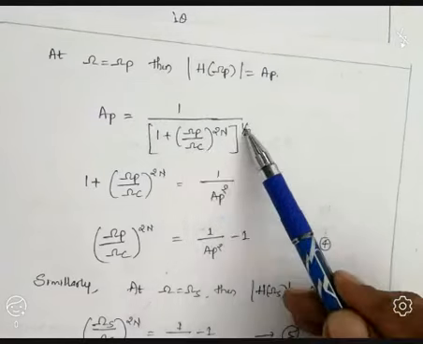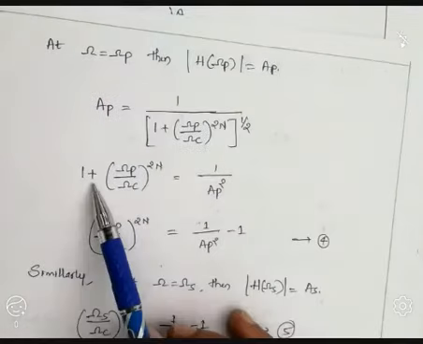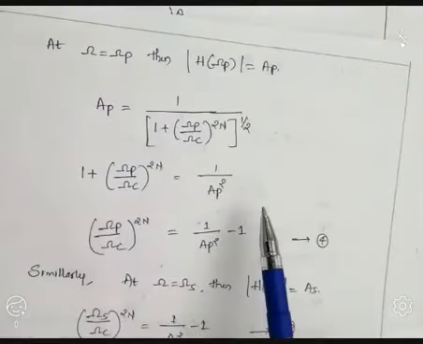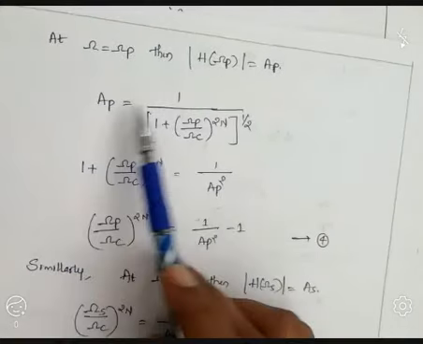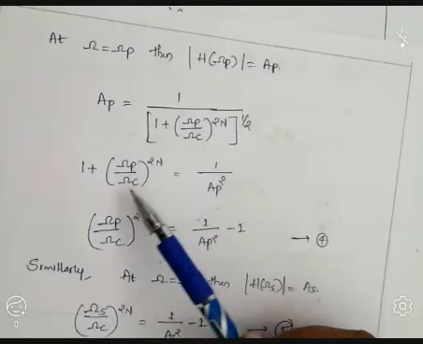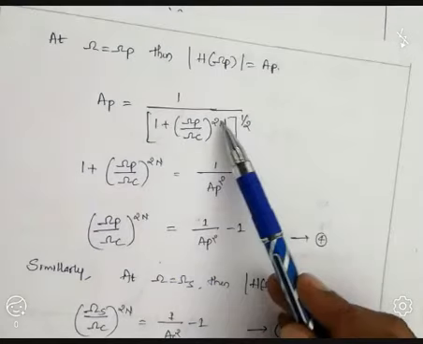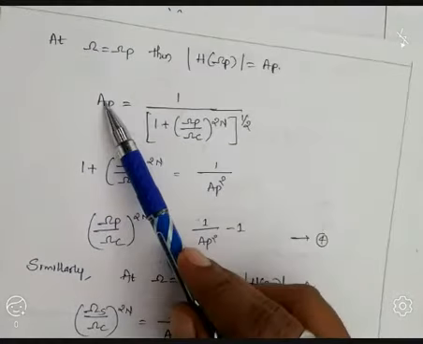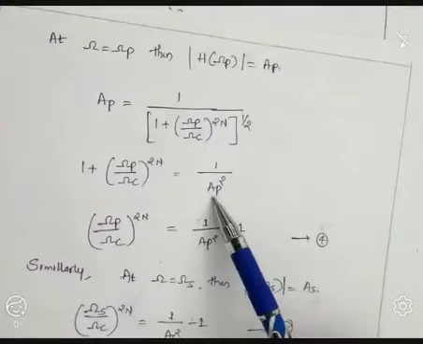This term I will take towards the LHS. Before that, I will take the square on both sides. A square P is equal to, squaring means this square root gets cancelled. Then take it towards the LHS, left with 1 plus (omega P divided by omega C) to the power 2n, and this is present in the numerator. If you take it towards the RHS, it becomes the denominator. So hence 1 divided by AP square.